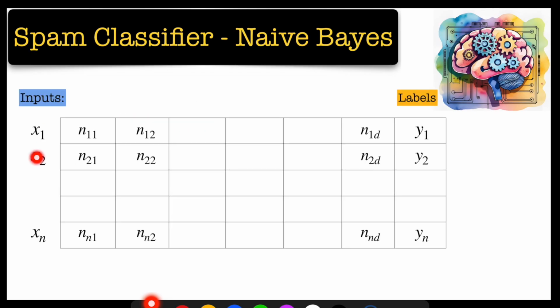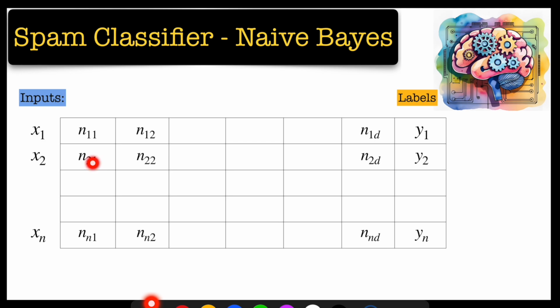So we have x1, x2 till xn, these n mails, and y1, y2 till yn, n labels, either spam or not spam. Each mail, each xi, can be represented in d dimensions. So there are d words in the vocabulary. So n_11 represents how many times the first word in the vocabulary occurred in the first mail.